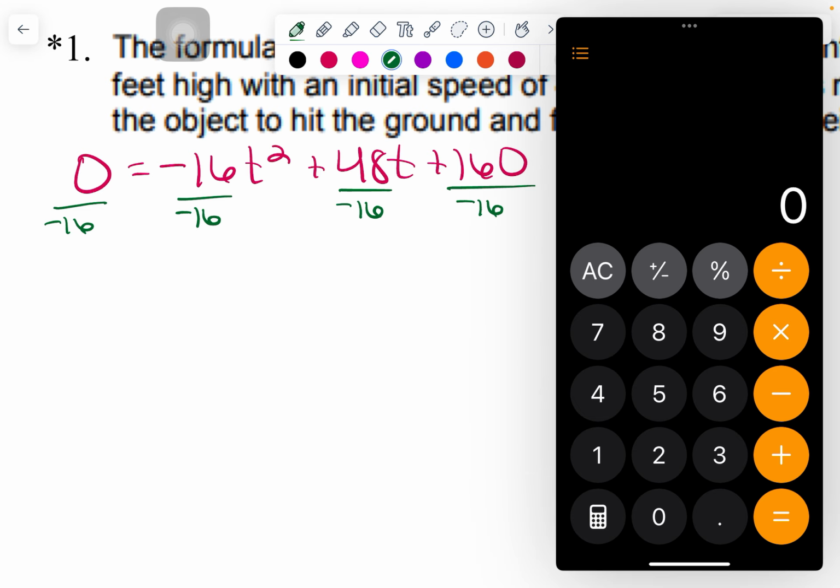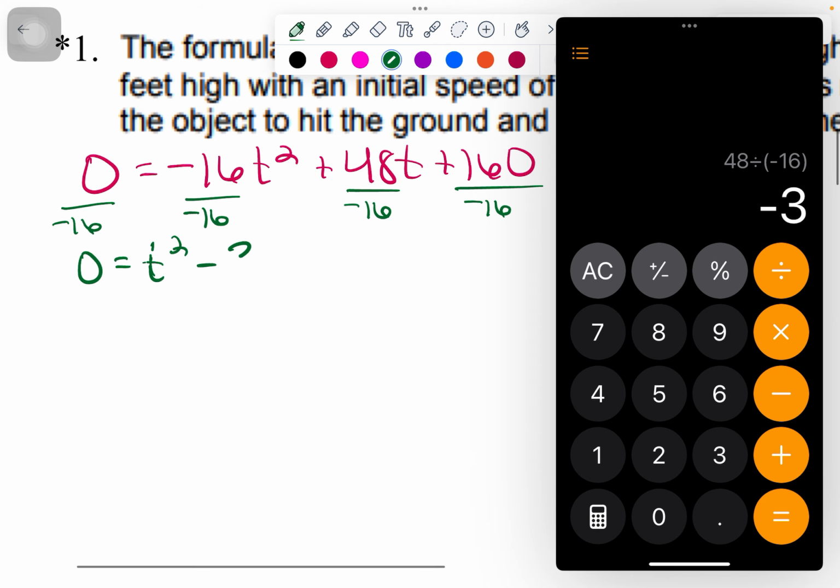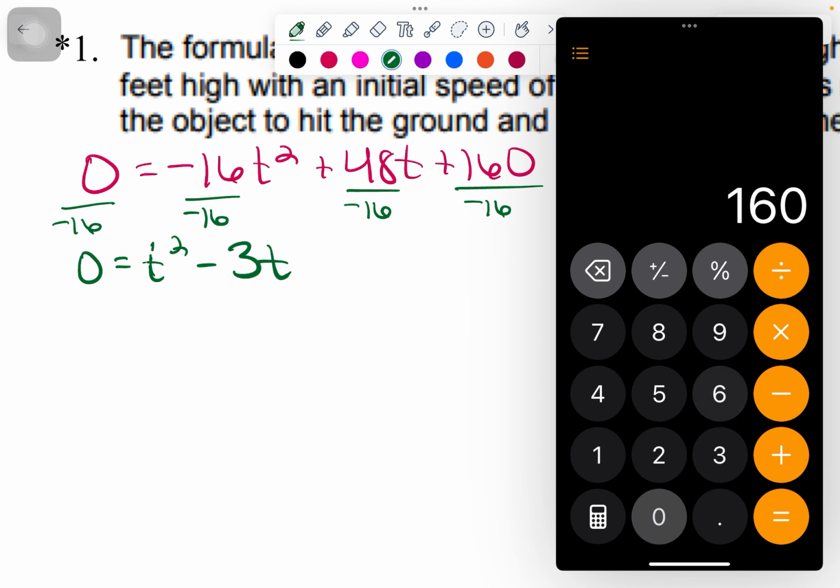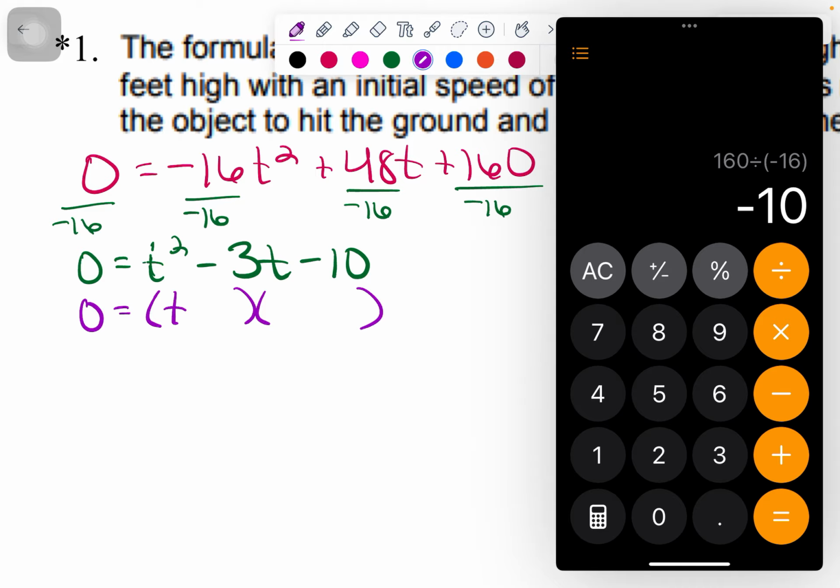All right, 0 divided by negative 16, I already know is 0. Negative 16 divided by negative 16, I know that's 1. So that's going to be t squared. But how about 48 divided by 16, make it negative? That's negative 3, so minus 3t. And then 160 divided by 16, make it negative. That's going to be minus 10. All right. So now I have a quadratic, but the nice part is this quadratic is factorable.